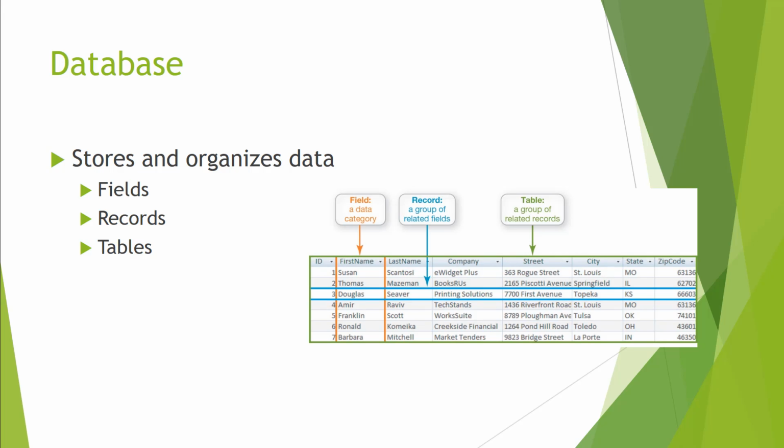And you have fields, you have records, and then you have a table. All right. So the field is a specific column, a record is a specific row, and a table is a group of related records. So in this case, street addresses. So that'd be the table itself. The field would be, say, first names, and the record would be specific to Douglas Seaver.